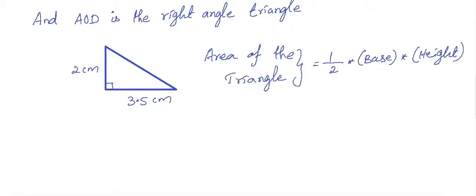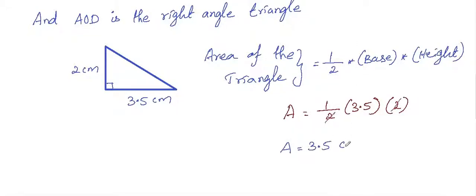So 1/2 into base, which is 3.5, into 2 centimeters. Now 2/2 cancels out. So the area of the triangle is 3.5 centimeters square.